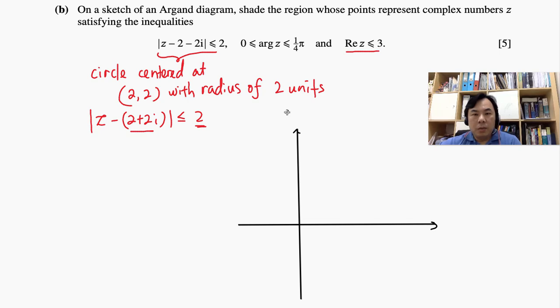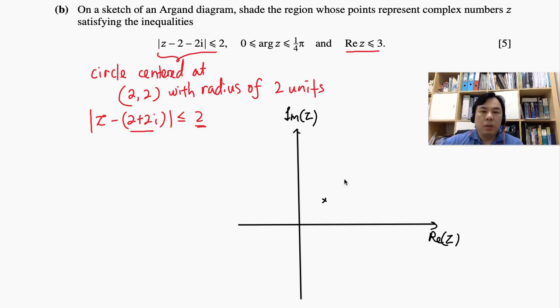This is an Argand diagram, so you have your imaginary axis here and your real axis here, just a different label. This is a circle centered at 2, 2, so let's assume that 2, 2 is somewhere here. This is 2, this is 2, and then the radius of 2 there.